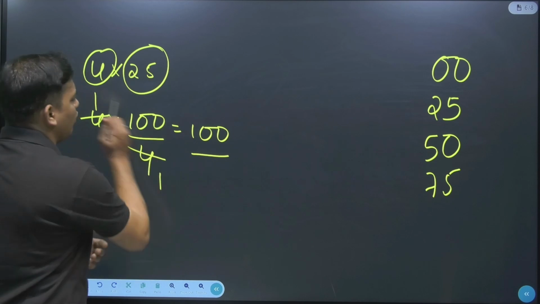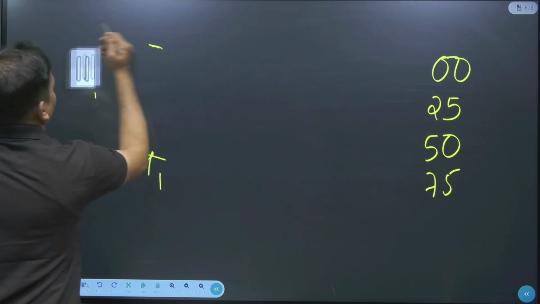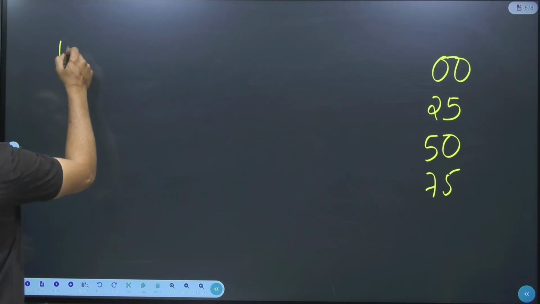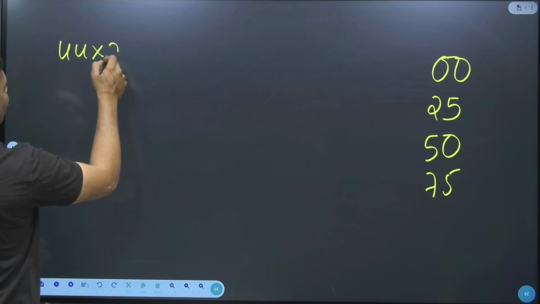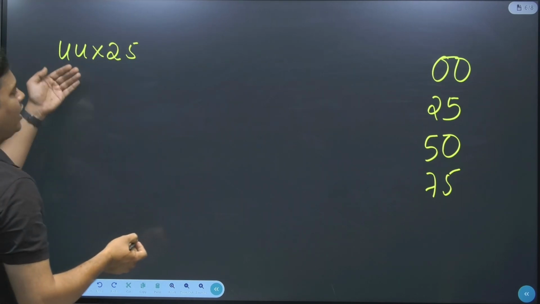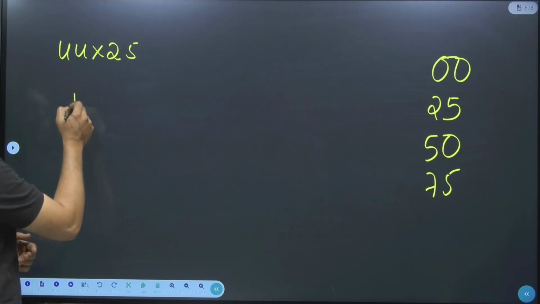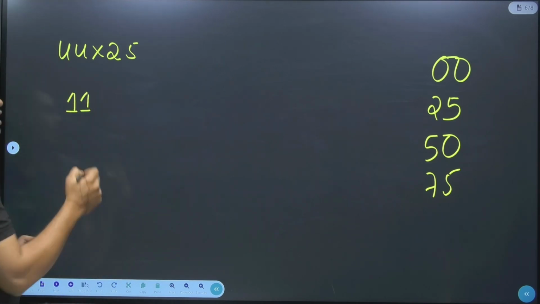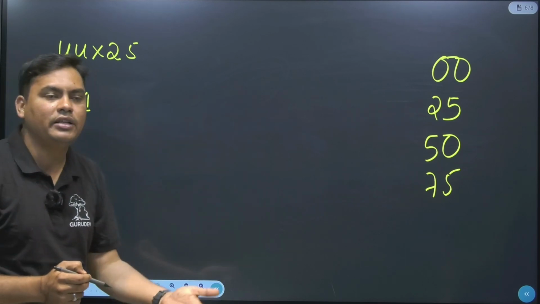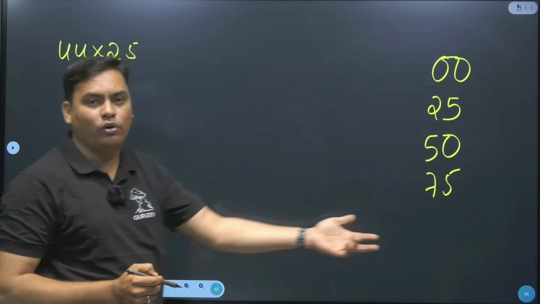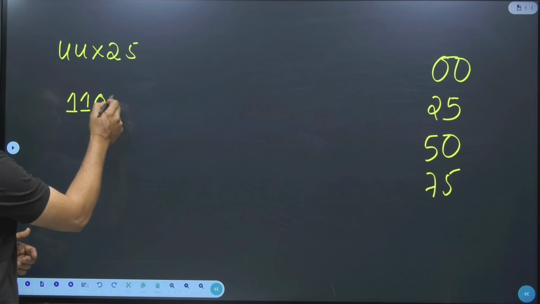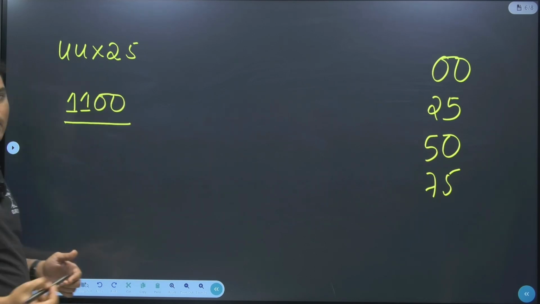So what is this logic here? If I ask you what is 44 into 25, I can divide this 44 by 4. If I divide 44 by 4, 4 ones are 4, 4 ones are 4. There is no remainder left, so I will be adding 2 zeros. That is, my answer will be 1100. I think everyone is getting it.